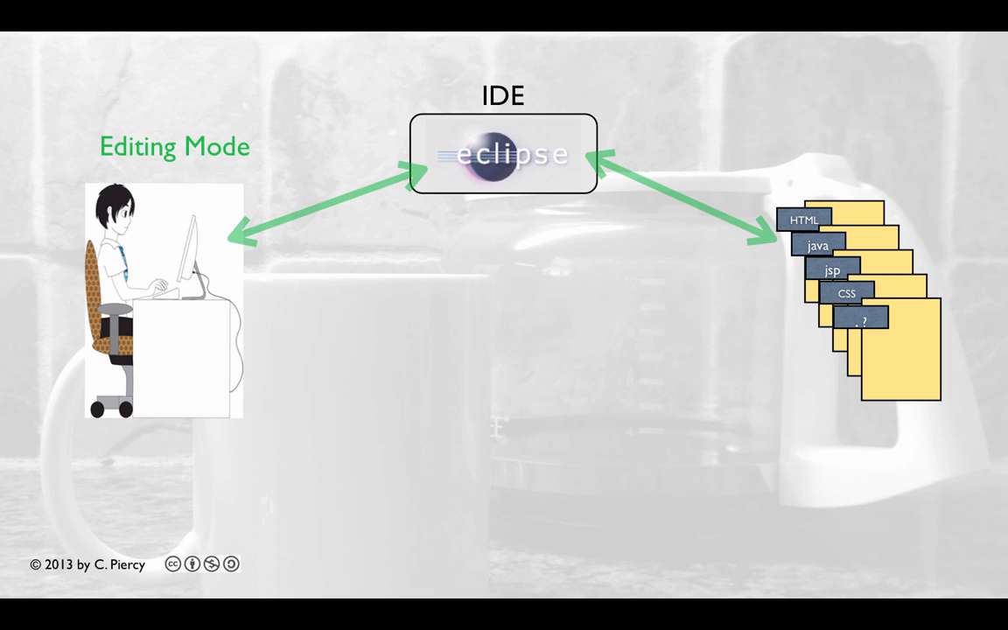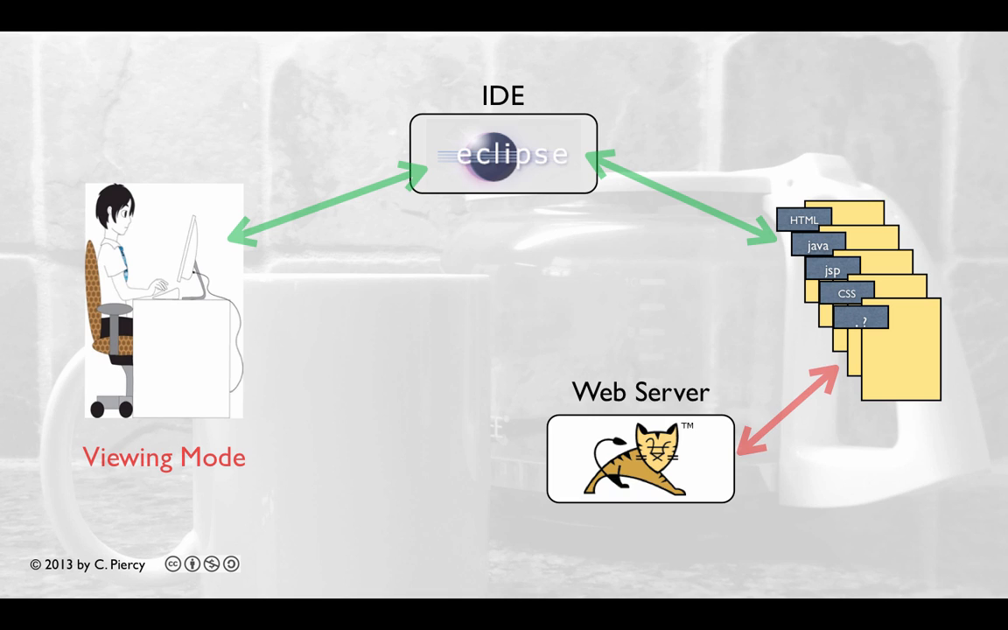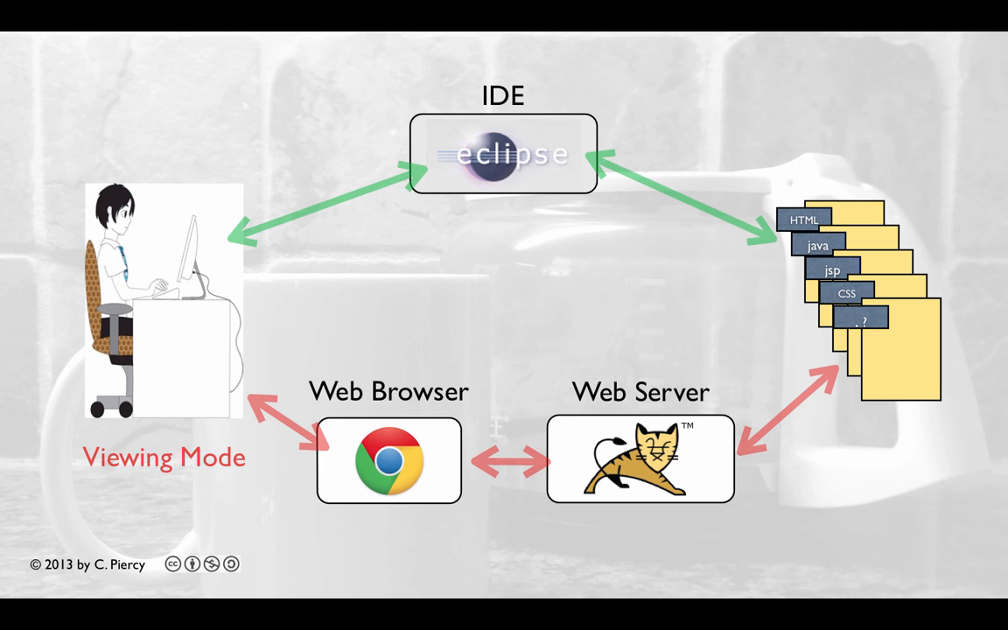When you're ready to test what you've done and actually see it in action, you will ask Eclipse to run your application on a server. So at that point, you'll be moving into viewing mode in order to see the results of what you've been creating. When you ask it to, Eclipse will spin up a web server. We're going to use the Apache Tomcat web server. Once the web server is up and running, your web browser will also pop up, showing you the results of the files that you've created.